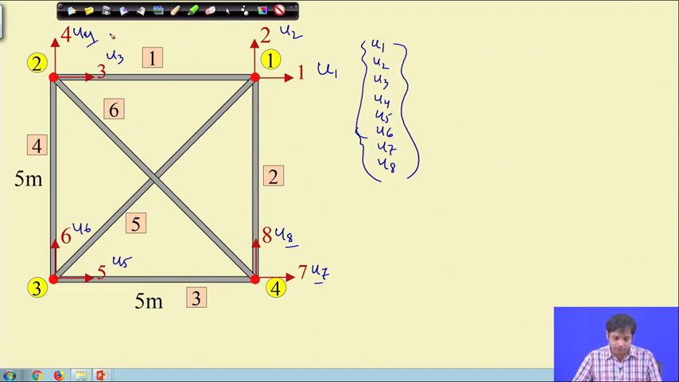Now, once we have numbered all the members, nodes and associated degrees of freedom, the next thing we have to do is take every member separately and write down the expression for its stiffness matrix.